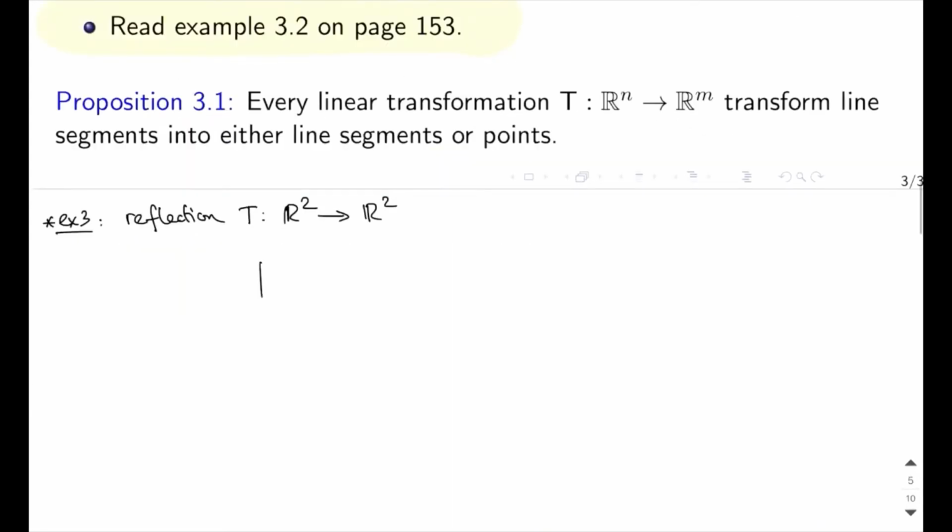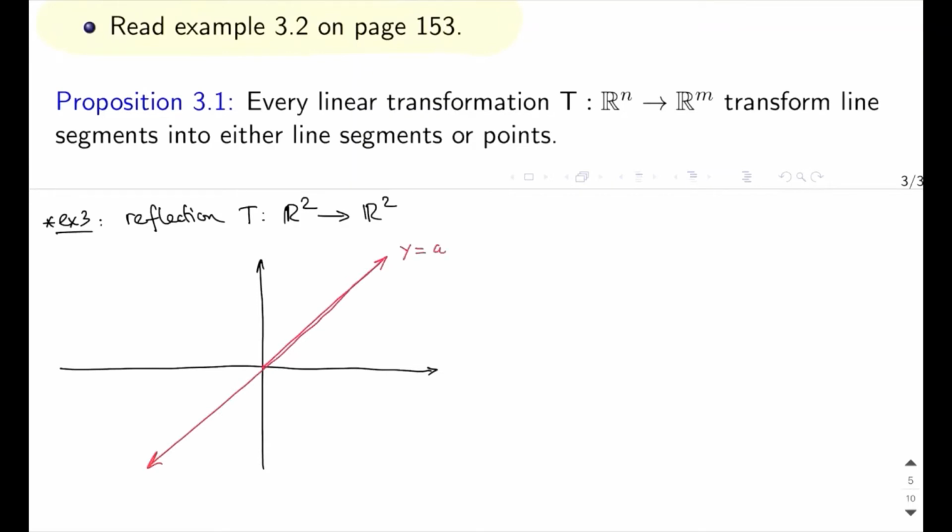Okay, so you have the xy plane, and you have a line passing through the origin. Usually the line will be y equals a times x. That's the Cartesian equation of the line. However, when you deal with rotation and reflection, it's easier to work with the polar coordinate equation of the line.